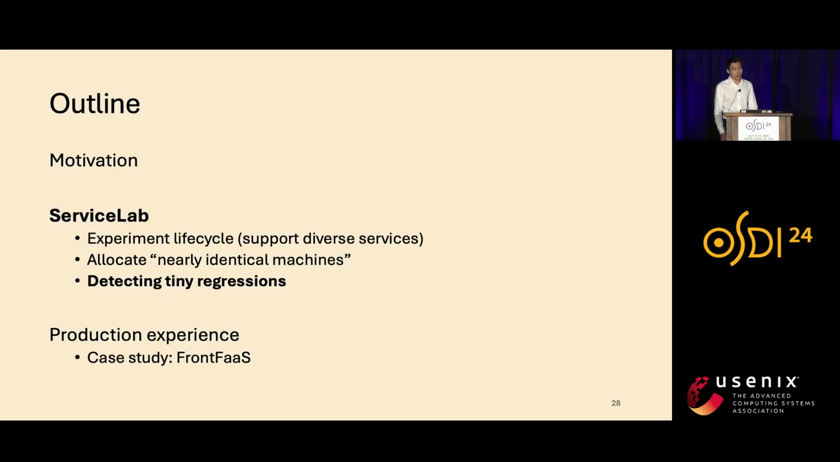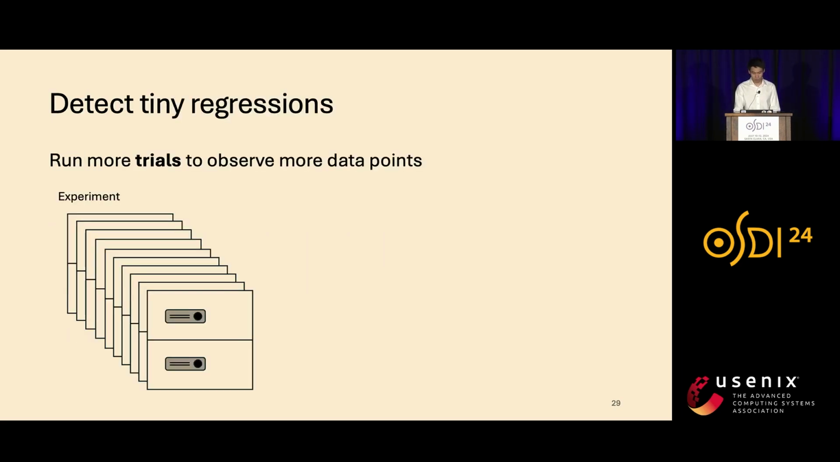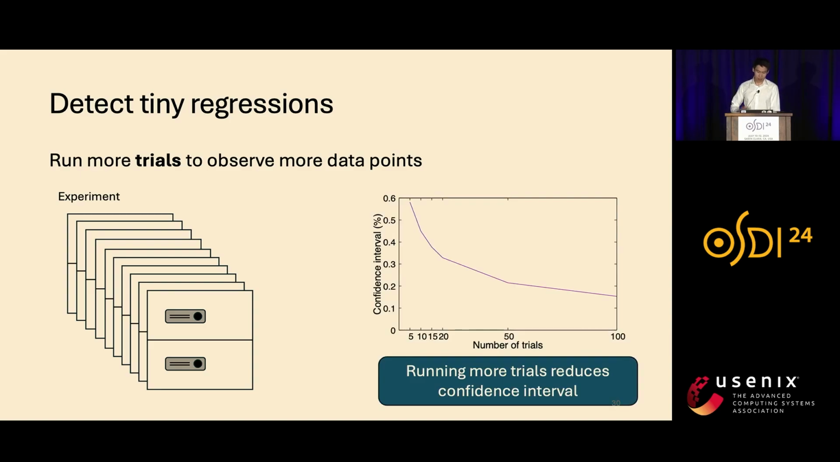Next, I'll talk about some methods that we use to detect tiny regressions. So to get more confidence in our measurements, one technique is just get more data points. And so we introduced this idea of trials, which are just multiple replicas of an experiment setup, and that allows us to get more data points in parallel as we run these experiments. And so what I'm showing you here is just a graph of the number of trials and how we can reduce the confidence interval of our measurement as we add more trials.